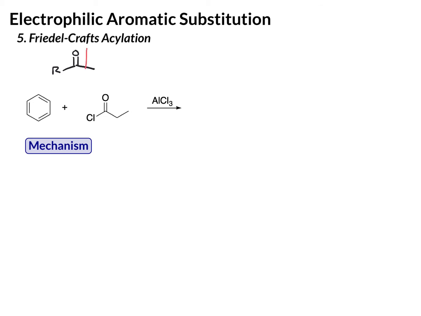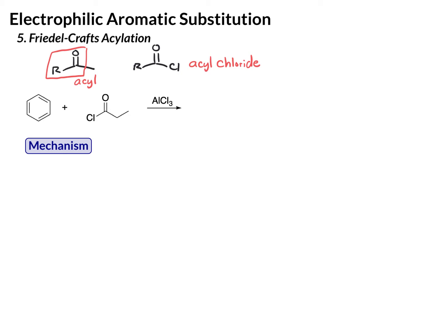So this right here. If we have this group bonded to a chlorine, this is considered an acyl chloride. And that's what we use in the Friedel-Crafts acylation. In our example, we have benzene and this acyl chloride where there's an ethyl group attached to the carbonyl.